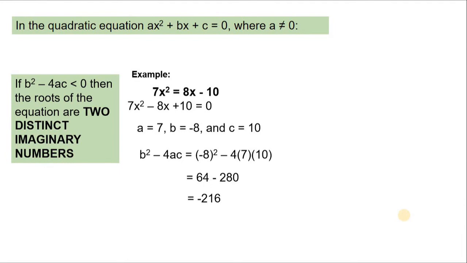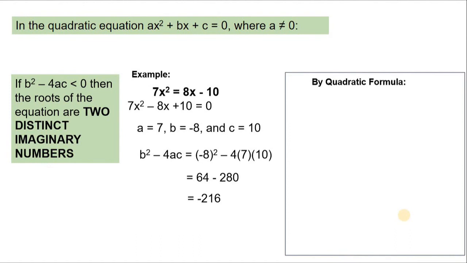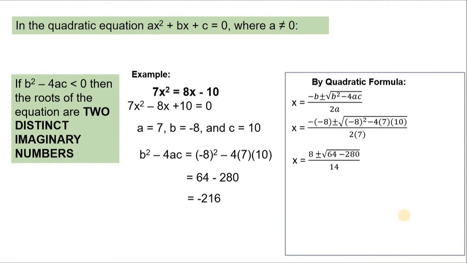Let's solve. So by quadratic formula, because the equation is not factorable, I'm going to use the quadratic formula. Substitute, simplify, that's negative 216. Okay, so I have to factor negative 216, that one of the factors is negative 1, because the square root of negative 1 is i. Remember that. So negative 1 times 36 times 6. Why 36? Because 36 times 6 is 216. And 36 is a perfect square. Okay? So, para ma-simplify, square root of negative 1 is i. Square root of 36 is 6.